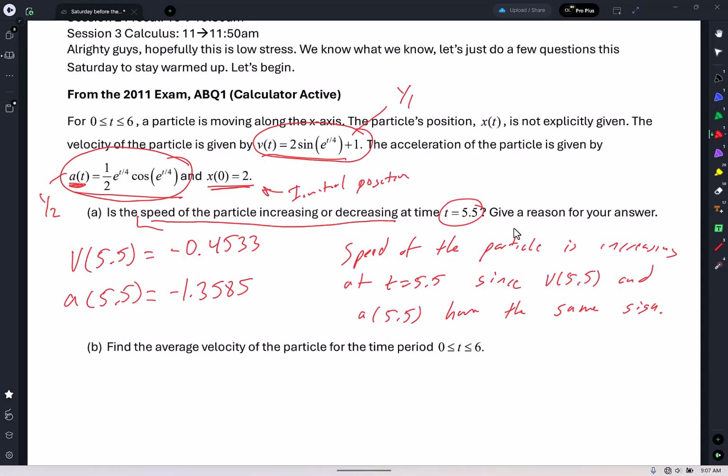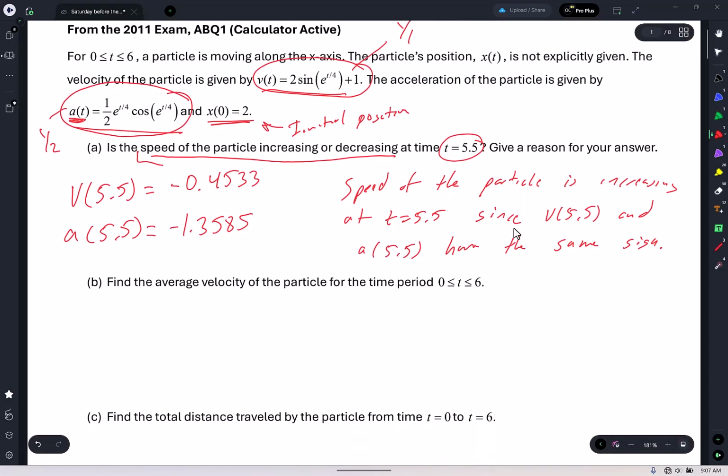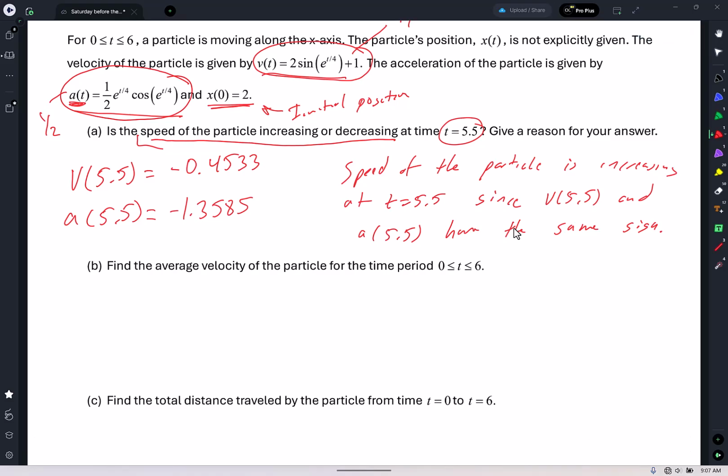What do you guys think? Not bad, right? All right, letter B. Find the average velocity. Ooh, I love it. I love it. Underline average velocity of the particle for the time period between 0 and 6. How do I find average of anything? Yeah. 1 over 6 minus 0, integral from 0 to 6. And what do I put on the inside of that? Do I put v prime? Do I put v? Do I put a?